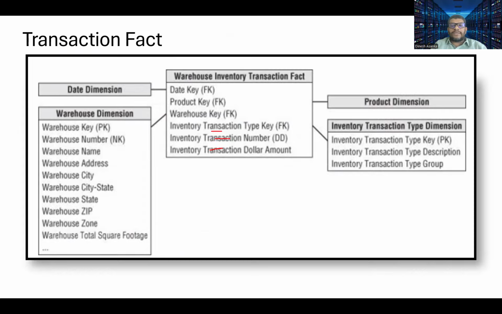So for transaction fact tables, you get a fact record per transaction. Inventory transaction, transaction number, amount per transaction. As and when you get a transaction, you will see a fact record here.